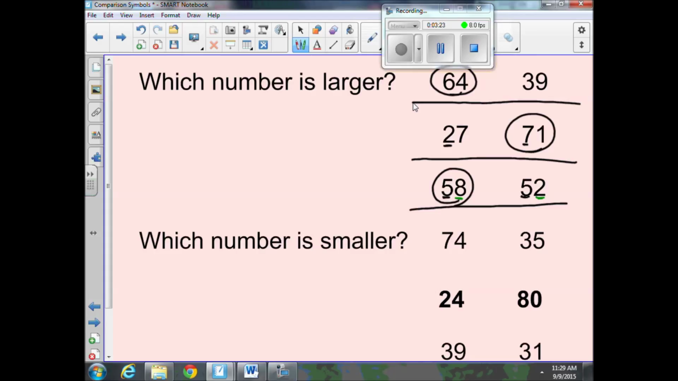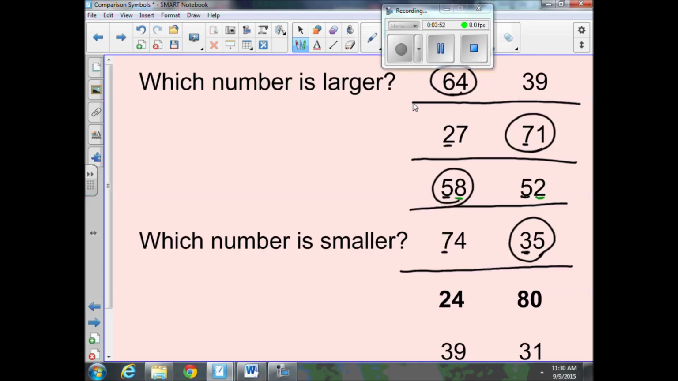All right, so now we're going to switch and compare these numbers, and we're going to find which ones are smaller. The same process. We have two numbers. We have a 74 and a 35. I'm going to start in the tens place. I have 7 tens. I have 3 tens. But this time I'm looking for smaller. And in my mind, I know that 3 tens are going to be smaller than 7 tens. So 35 has to be smaller than 74.